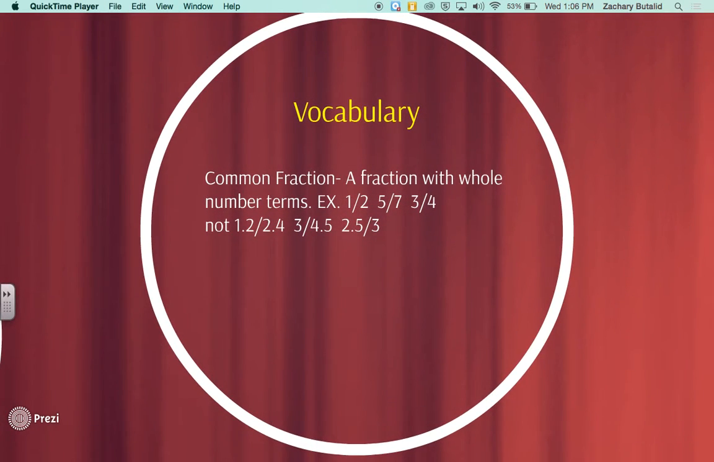Your vocabulary for today is common fraction. It's just a fraction with whole number terms. So there are fractions that look like this, with whole numbers as their terms for each of the numerators and the denominators. It doesn't look like this. This is something you'll see later on as you go into your math career.